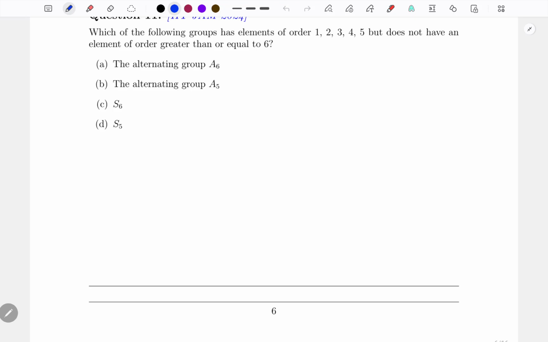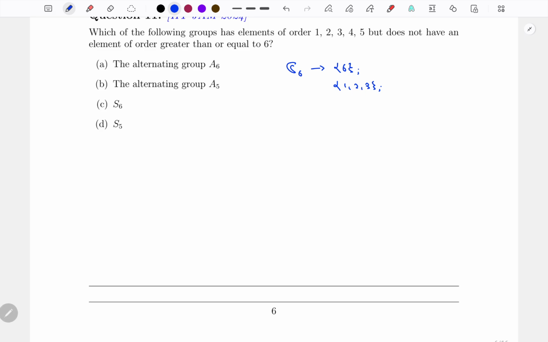What are the possibilities for you to have an element of order 6 in the given options? If you are concerned about A6, then you can probably work with S6. And in S6, what are the possible elements of order 6? You can have cycle decomposition 6, you can have cycle decomposition 2, 3 and 1. And you can't add more 2's, so these are the only two possibilities as far as I can observe.